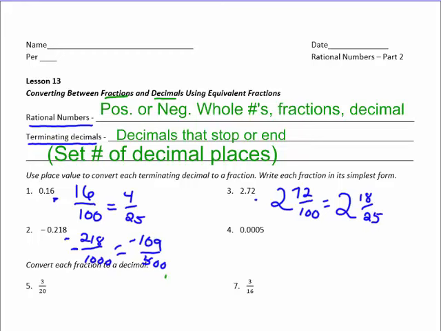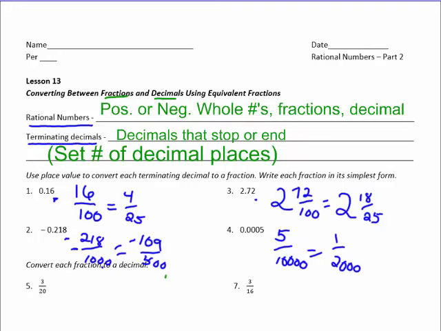For number 4, I have 1, 2, 3, 4 spots, so that's the 10,000ths, 5 over 10,000. Notice, however many decimal places tells me how many zeros there has to be in the number underneath. 2 decimal places, 2 zeros. 4 decimal places, 4 zeros. 3 decimal places, 3 zeros. And these can both be divided by 5, so that's going to give me 1 over 2,000.